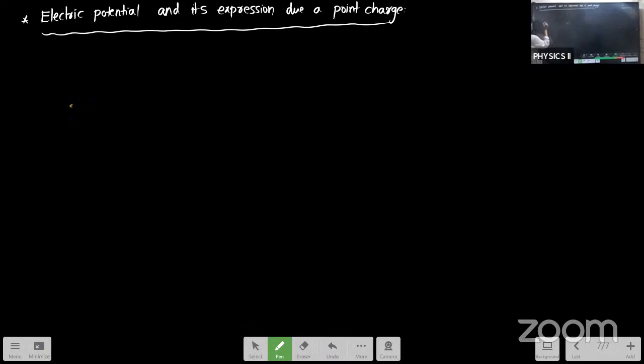Let me consider one charge Q here. Now, at one particular distance R, there is one point P. I am having one charge at infinite distance. Which type of charge are we always considering? Unit positive charge. I am having a unit positive charge at infinite distance. Now, what am I supposed to do?